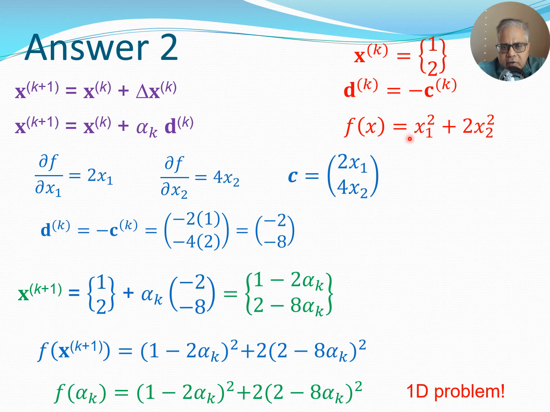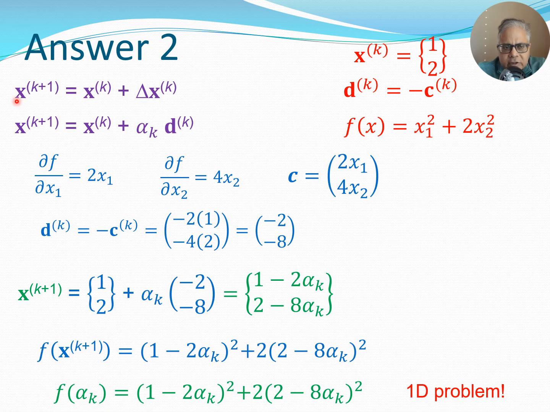So I have written in red whatever was specified to me in the problem, that is xk was 1, 2, dk is minus ck, and of course f of x is x1 square plus 2x2 square. Now remember that dk is minus ck simply means that this ck is the gradient, and so I'm taking the search direction as the negative of the gradient.